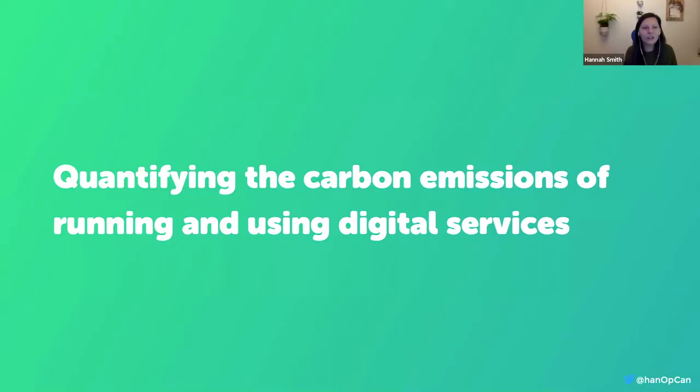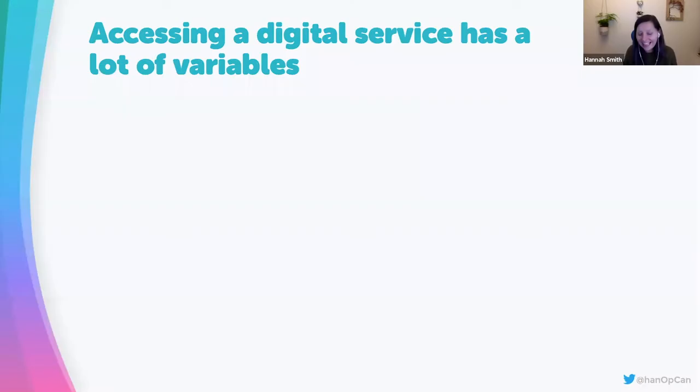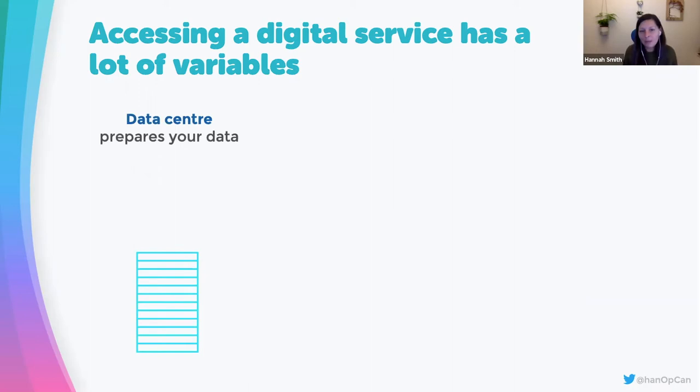Okay, so I want to talk to you in this next section now about how we quantify the carbon emissions of running and using digital services. This is actually really, really tricky, unfortunately. And the reason why this is so tricky is because there are lots and lots of different variables at play. So one of the variables at play is the data center. And so the data center or server or hosting, they're all called different things, but they all serve the same purpose. One of the things that your data center does is it holds the data and makes it available for somebody to request to view. So the data center prepares your data.